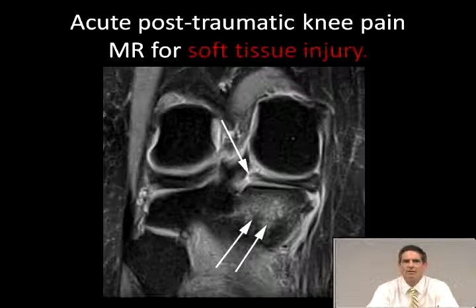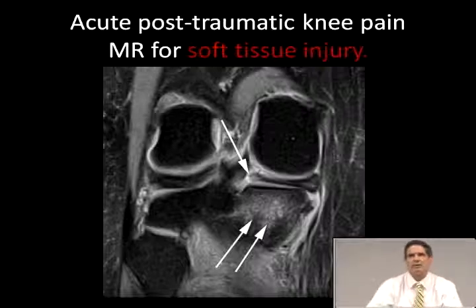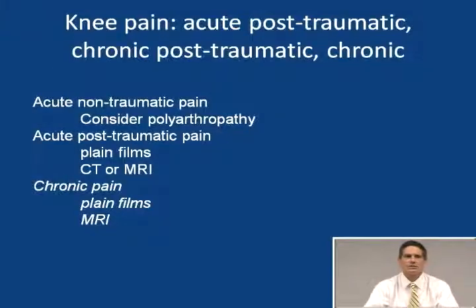Here is a 68-year-old woman who had knee pain after trauma. She's got a tear of the dorsal root of her medial meniscus there at the single arrow, and a contusion of the lateral tibial plateau at the double arrow. So that takes us through acute injuries. How about chronic knee pain?